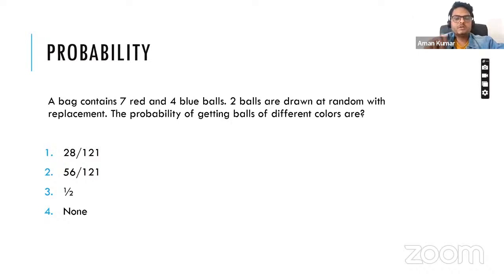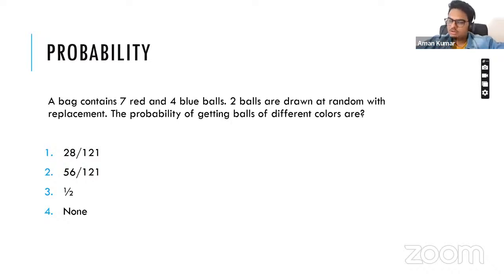Why? Because this can happen in two ways. Way 1 will be 28 by 121, and way 2 also will be 28 by 121. So your task will be completed if either this happens or that happens. Hence, both will get added.